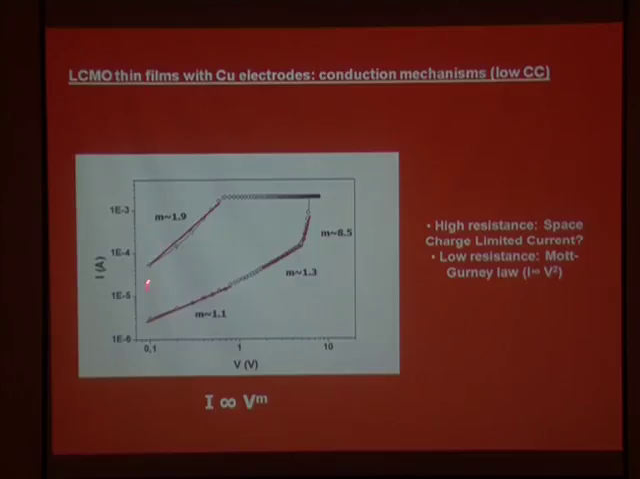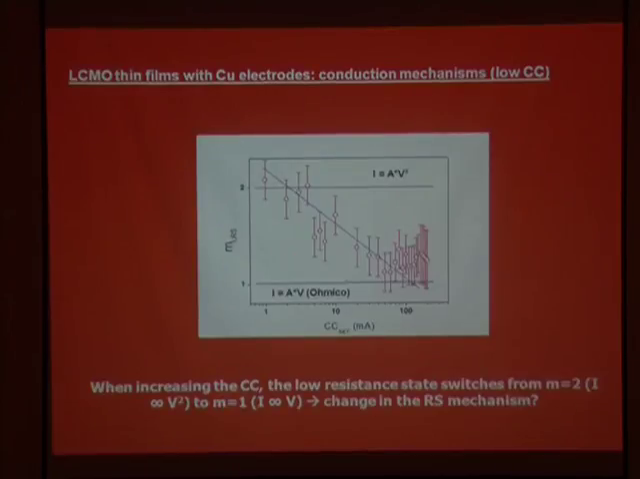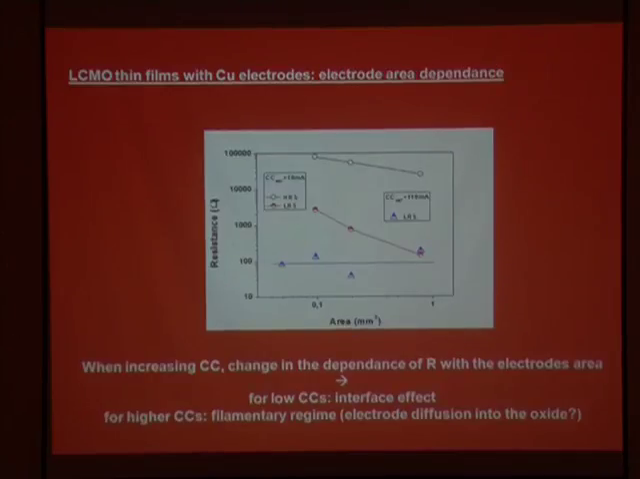What we did is increase the compliance current and follow this slope to see how it evolves. And we found that for low compliance currents, the slope is nearly 2, but then when we increase the compliance current, this slope changes to 1, which implies a nearly ohmic behavior. So this may indicate a change in the resistive switching mechanism.